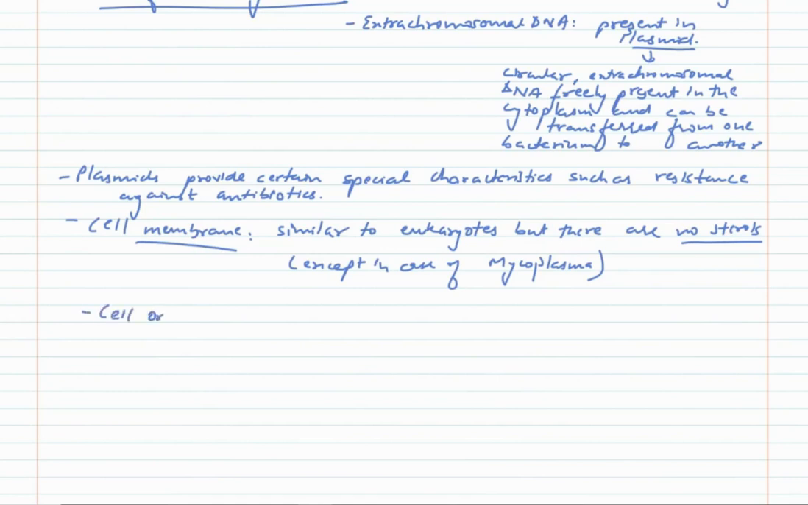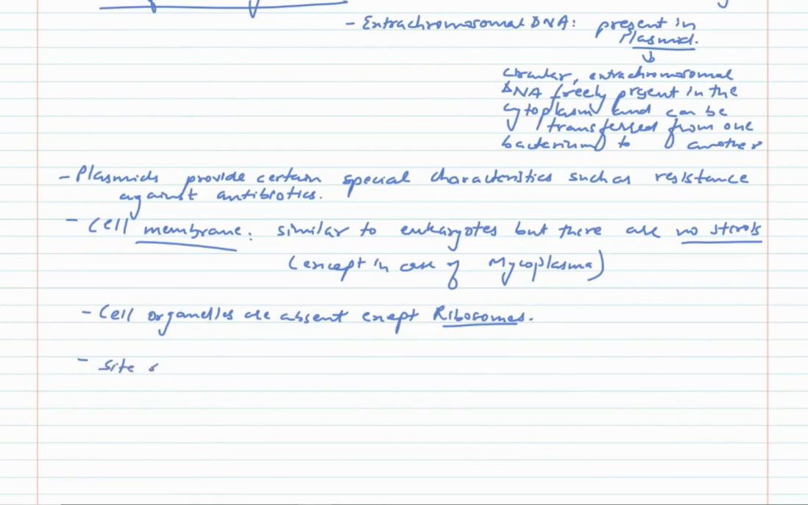Cell organelles are absent except ribosomes. So ribosomes, these are non-membrane bound organelles. They are present, but all the other membrane bound organelles are absent.